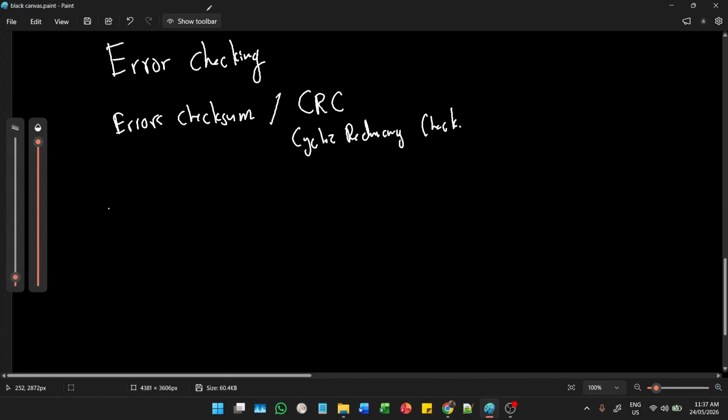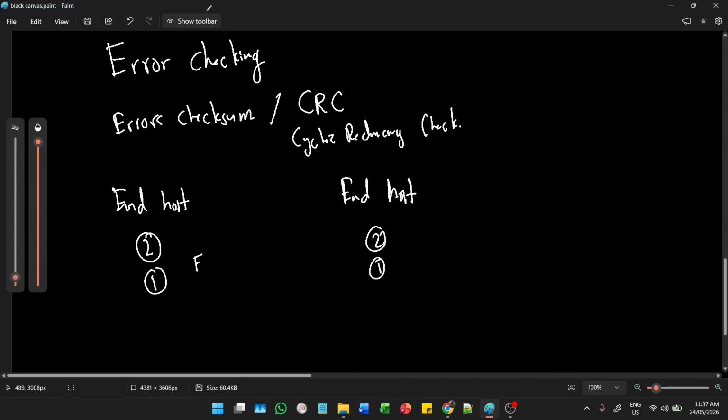So, let's take an end host transmitter and let's take another end host, a receiver. We are only caring about link layer 2, the data link layer, the second one, and the physical layer. You don't even need the physical layer. So what the link layer does is it checks the payload from above and it creates an error checksum value.